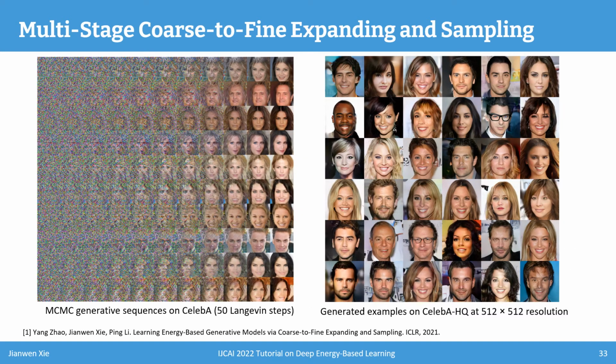Here are some synthesized examples generated by the multi-stage EBMs. The left figure shows the MCMC generative sequences on the CelebA dataset. Each MCMC contains 50 Langevin steps. The right figure shows the synthesized images at the resolution of 512 by 512 pixels.